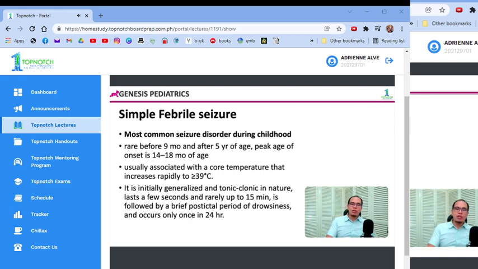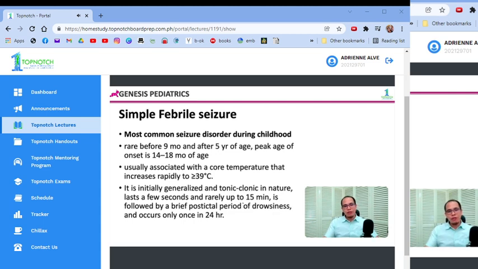Okay, it's usually generalized tonic-clonic. It shouldn't be focal. And how would you know if it's focal? Paano yung tinatanong niyo sa mga parents? So yung gaze niya should be upward gaze. It should not be left or right versive gaze. Okay, both extremities merong generalized tonic and clonic movement. Kapag isang side lang yung gumagalaw, okay, then that is already focal, okay?